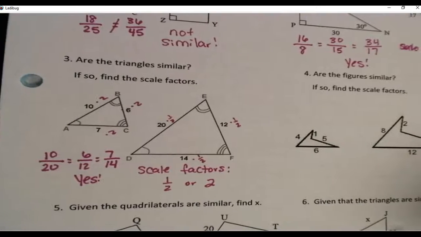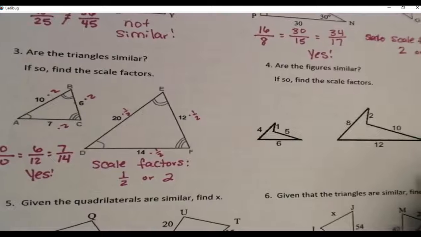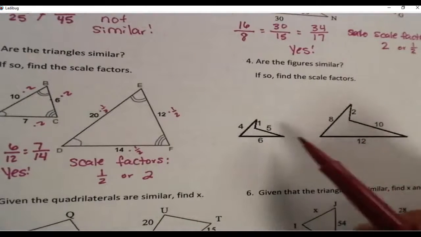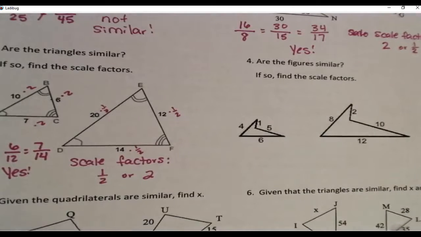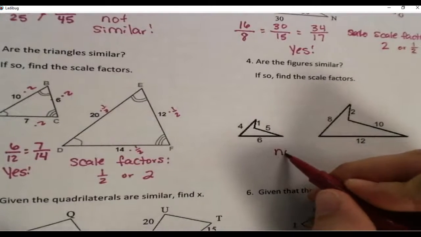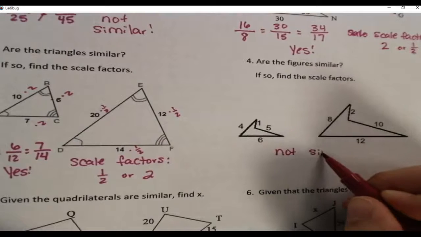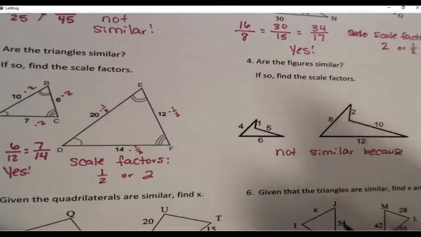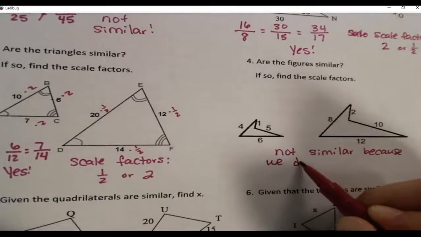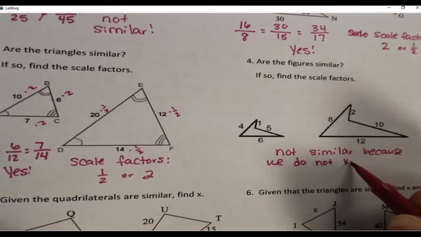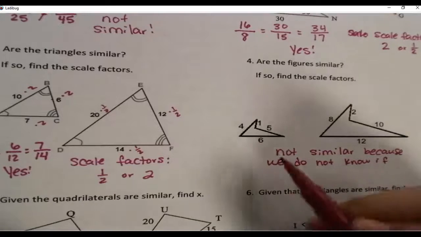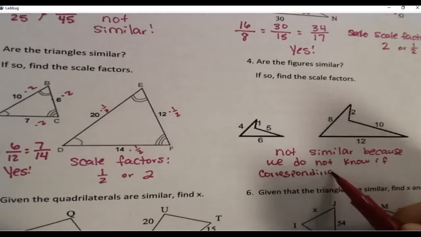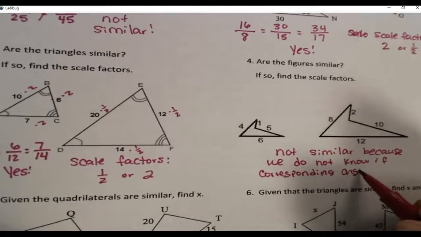So how about number 4? Are those similar? So I know that my sides are proportional. Do I know my angles are congruent? So we cannot assume similarity, because we do not know if corresponding angles are congruent.